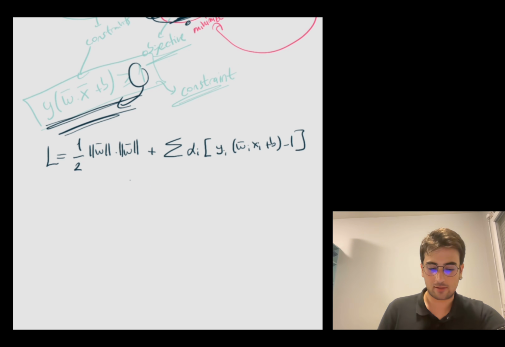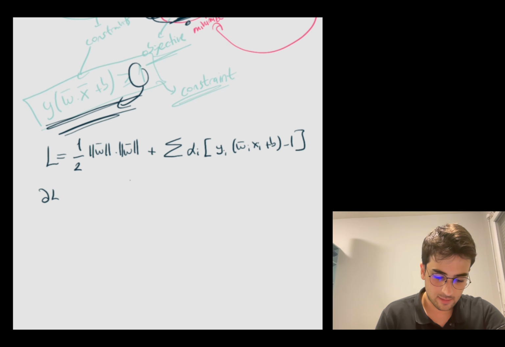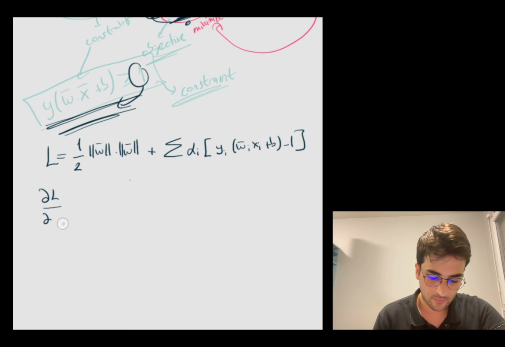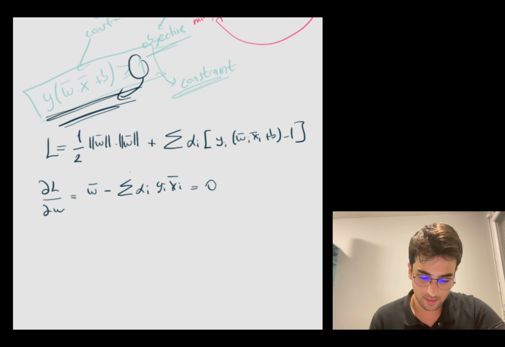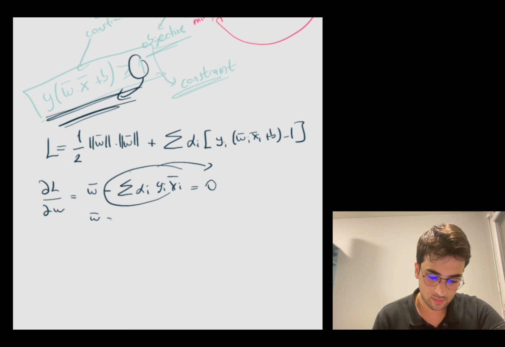Okay, and the next step of Lagrangian multipliers is taking the partial derivative of each of the variables. When you do this, what you would have is W minus sigma alpha i yi xi, right? Yep, yi xi, since this is a vector. So let's make it 0. And if I make it 0, what I would see is the W vector is actually equal to the sigma alpha i yi xi. Nice.